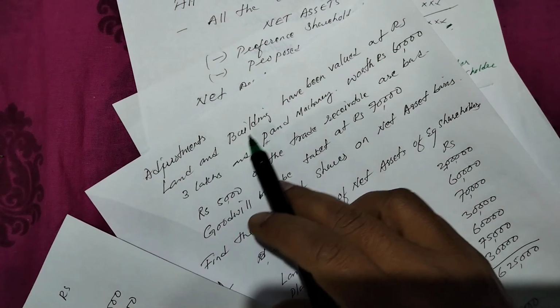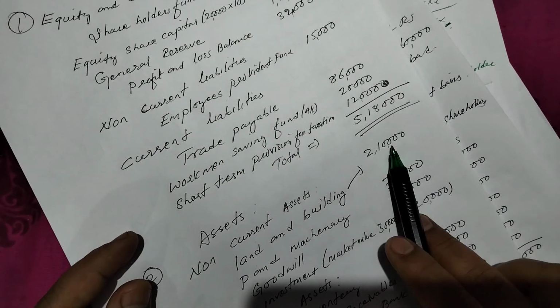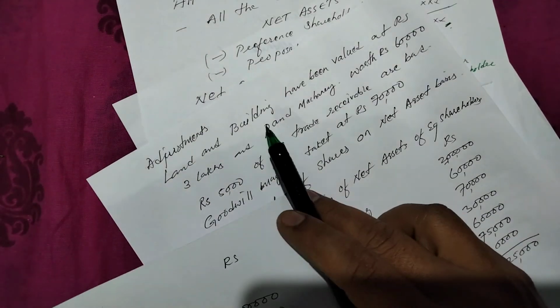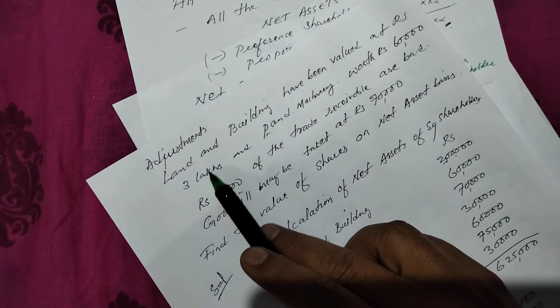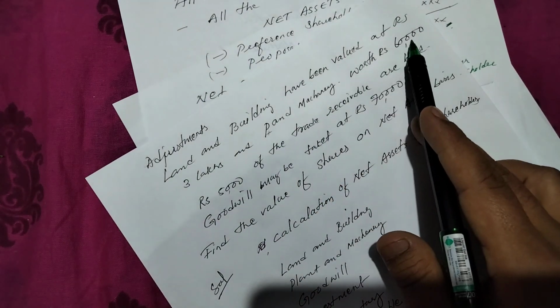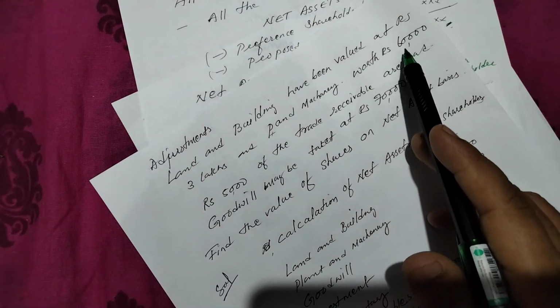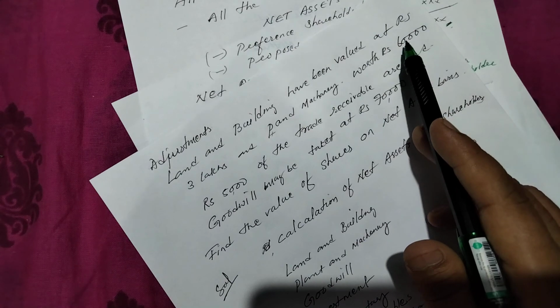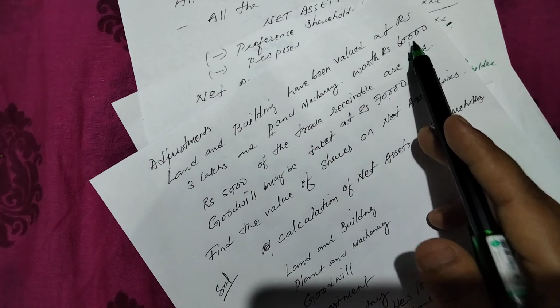So adjustment is land and building have been valued at rupees 3 lakh. That means we have got land and building 2,10,000, but here the market value or realization value is 3 lakh. Now you have to take this because this is market value. And plant and machinery worth rupees 60,000. Initially the value of plant and machinery was 70,000. Now it has changed into 60,000. This is market value, present value. So you need to take this.